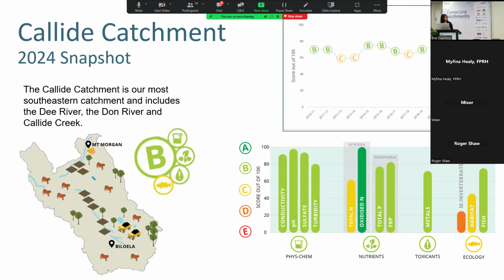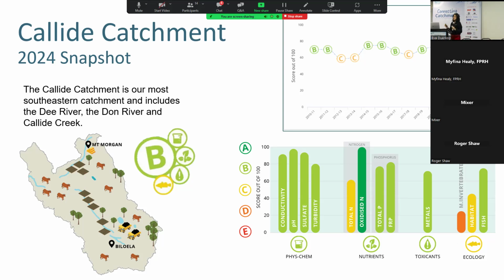So I'm using Halide as an example. Halide's a B now. When you look at the trend for Halide, usually a B, C, B, C. So it's pretty good. So it's maintained its C rating. If you look at then the breakdown of the different indicators, it's doing well. So okay with nutrients, except for total nitrogen, and then doing well with toxicants, but then have a look at it. Macros, and then to some extent the habitat is not doing well.